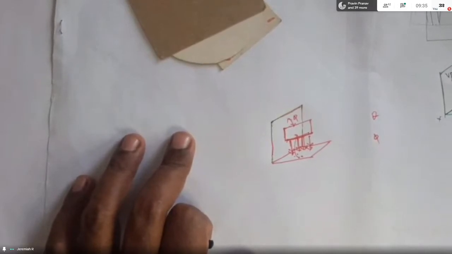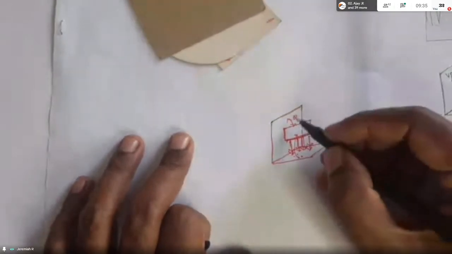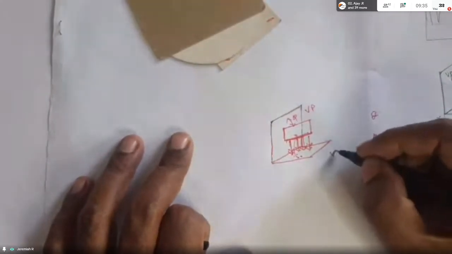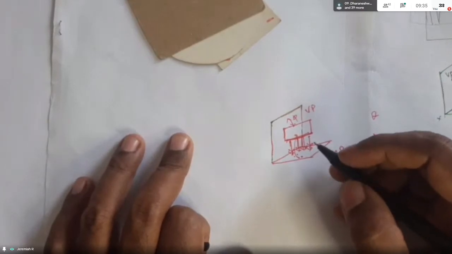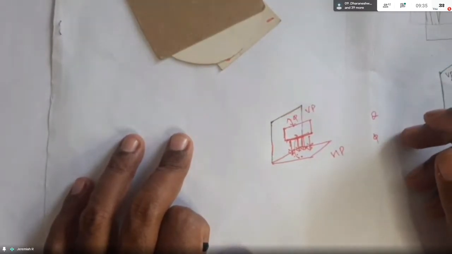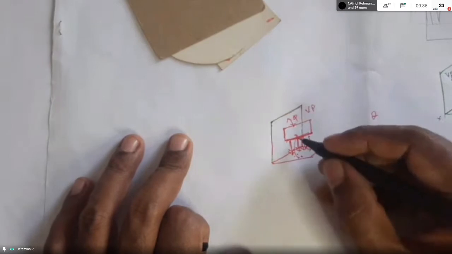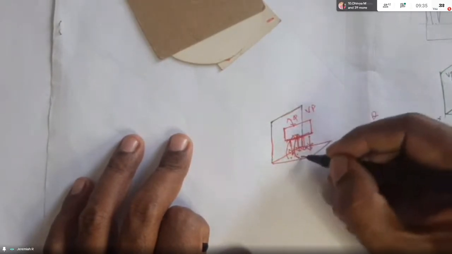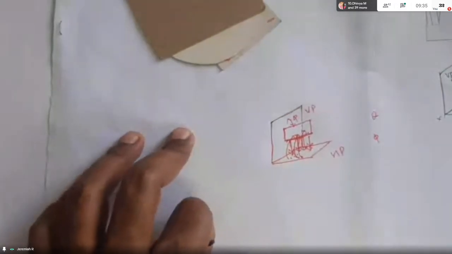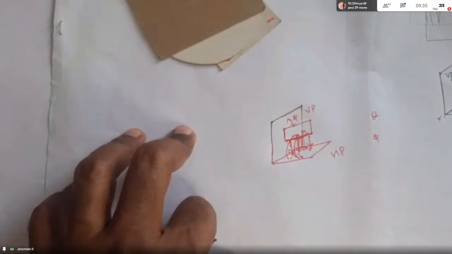So this is inclined to the vertical plane but perpendicular to the horizontal plane. When you say perpendicular, with respect to this plane it is 90 degrees. You just measure here, this 90 degrees. So perpendicular to the horizontal plane but inclined to the vertical plane.